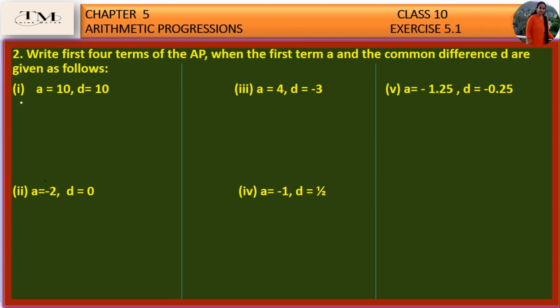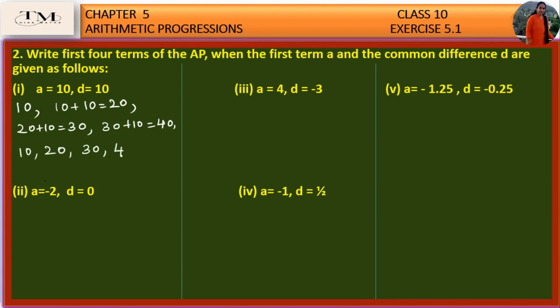The first term is 10. What is the next term? We have to add D. 10 plus D means 10 plus 10, which is equal to 20. The next term will be 20 plus 10, which is equal to 30. The next term will be 30 plus 10, which is equal to 40. We need only four terms. The four terms are 10, 20, 30, 40. So these are the first four terms.